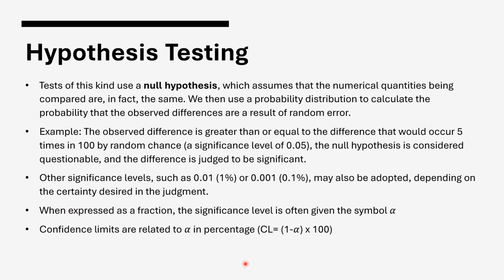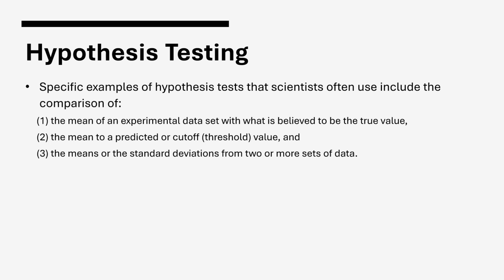So when expressed as a fraction, the significance level, its symbol is alpha, and we can calculate the confidence limit using this equation, which is equivalent to 1 minus alpha times 100.